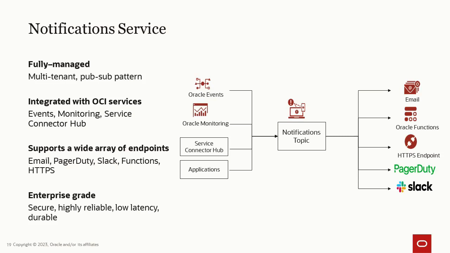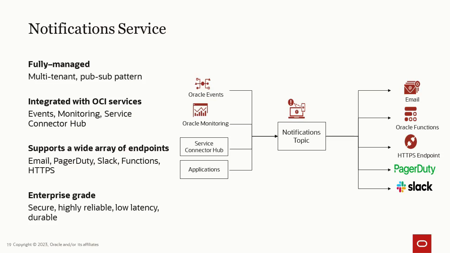The notifications will broadcast messages to distributed components through a publish and subscribe pattern, and it ends up delivering secure, highly reliable, low latency, and durable messages. So these notifications are really used to just get notified when event rules are triggered or alarms are breached, or to even just directly publish a message.